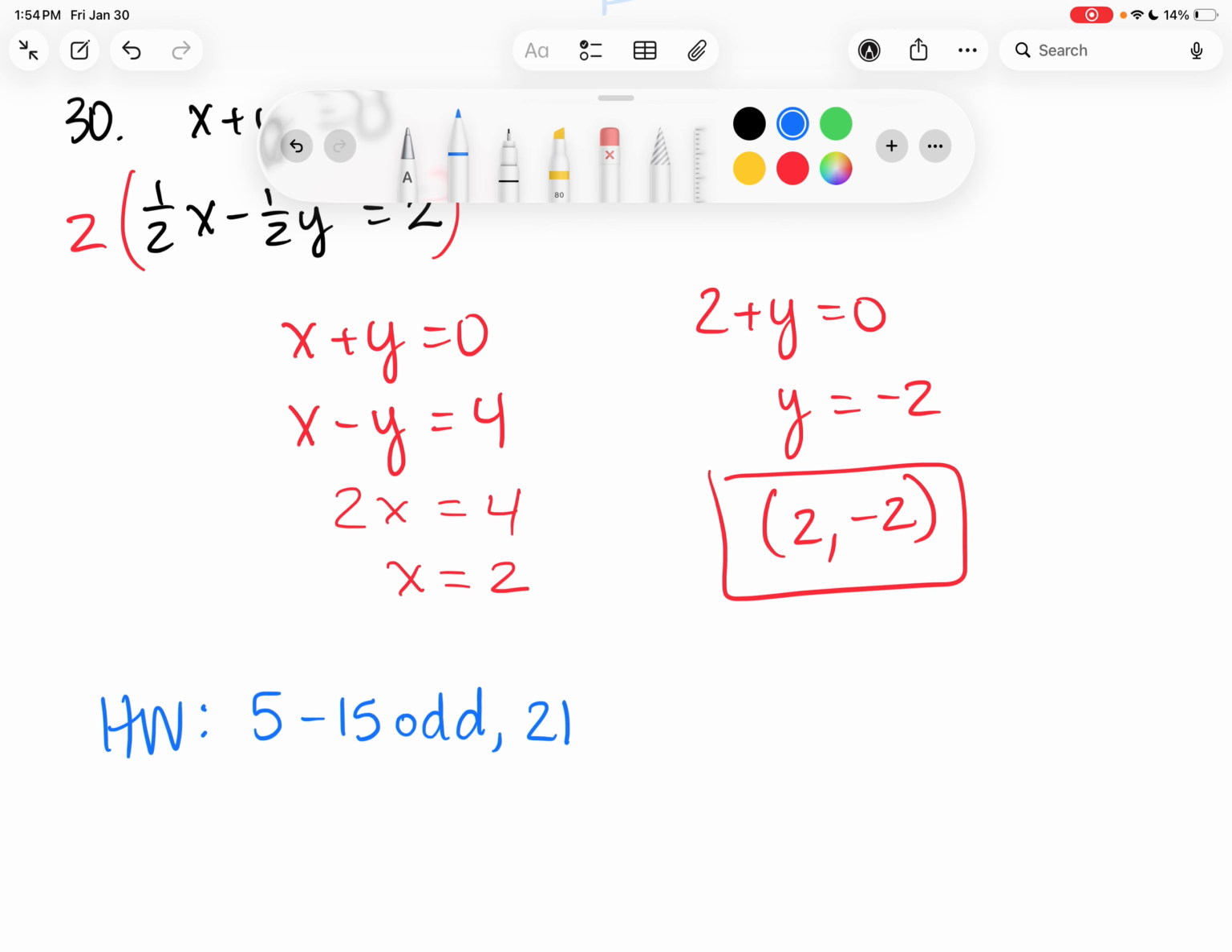So on 21, the instructions say solve the linear system using any algebraic method. So that means you could use substitution or elimination, but y'all already know how I feel about substitution. So I usually use elimination, but it's up to you. If it says any algebraic method, you can use substitution or elimination. If it says any method in general, you could use graphing, but again, I would refrain from using graphing unless I'm forced to.